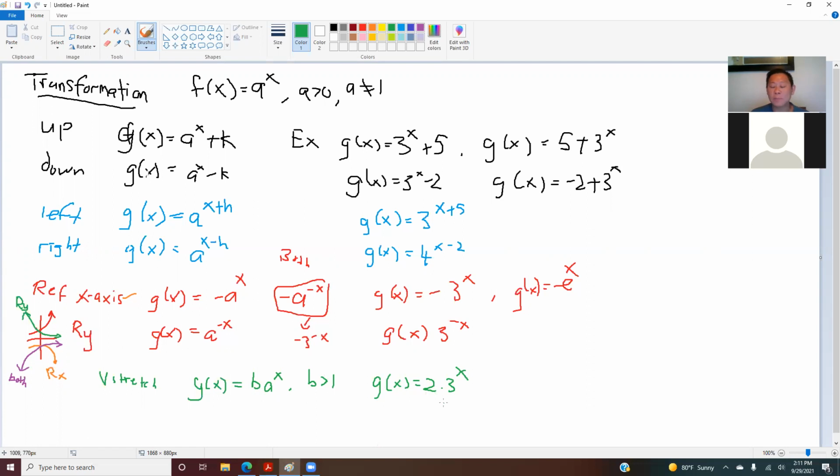So when you see the 2 times, it means all your y values will be doubled. Not x, sorry, your y. All your y values will be doubled. So initially, this one is at 1, so it will be at 2 now. Everything will be doubled up.